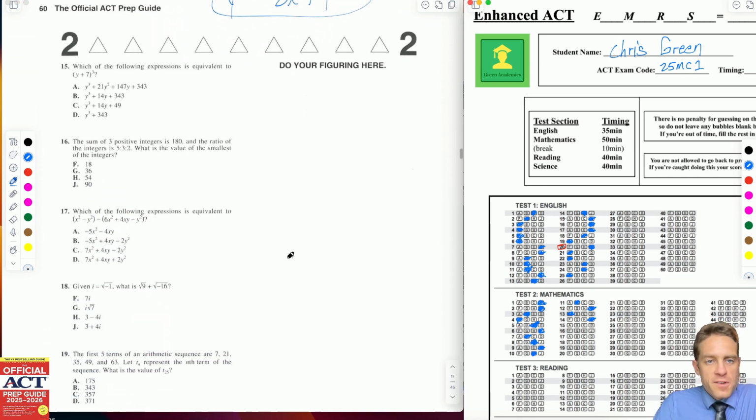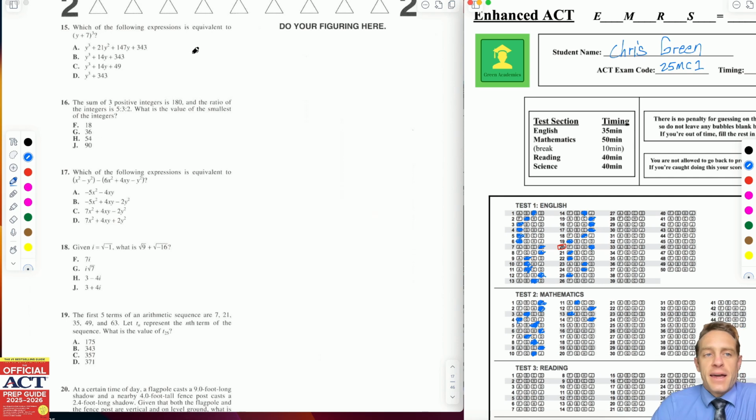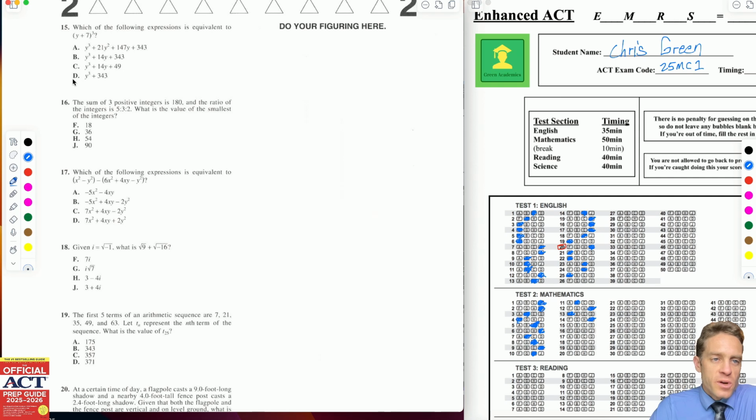Which of the following expressions is equivalent to an expansion, so a cubic expansion, right? So a binomial sum cubed. Well, it's definitely not D as in dog. You know that there's going to be a term of every power of y. Now, if you weren't sure, there's no shame in writing it out.